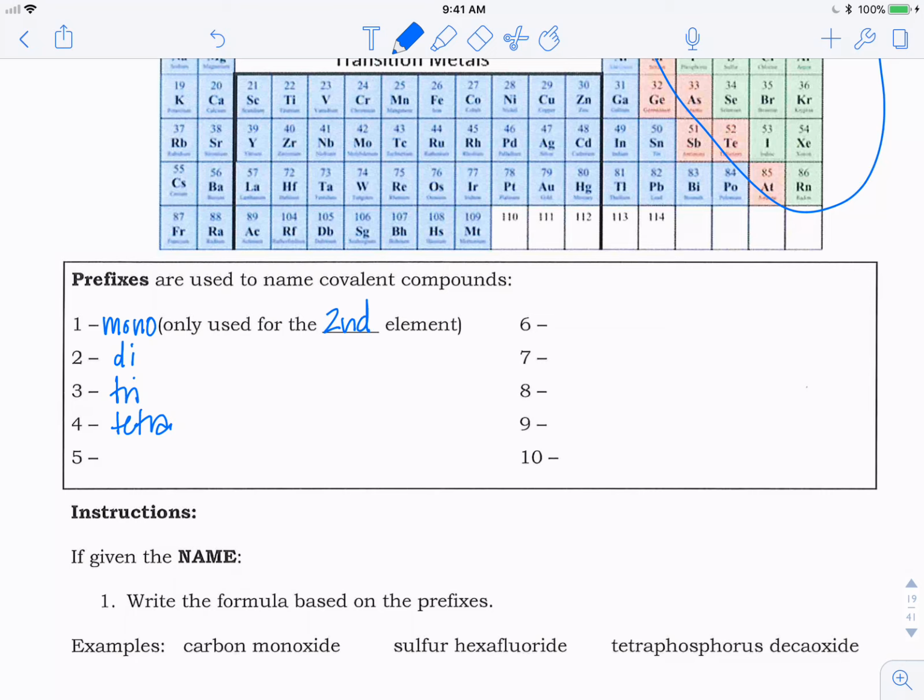And the way you can remember that one is the game Tetris. All the pieces in Tetris have 4 blocks. So Tetris is 4, tetra means 4. 5 is penta, 6 is hexa. Penta and hexa you might remember from geometry. 7 is hepta, 8 is octa, 9 is nona, and 10 is deca.